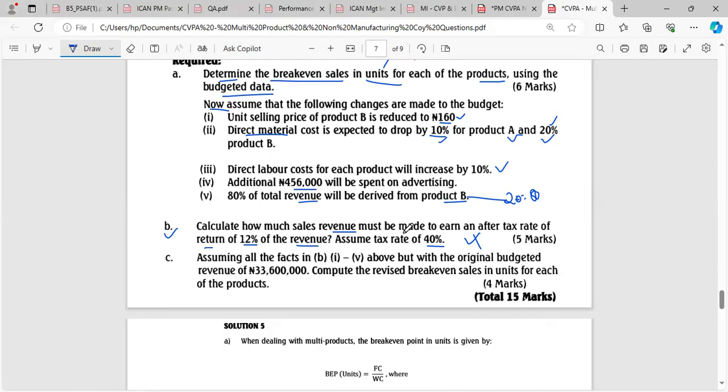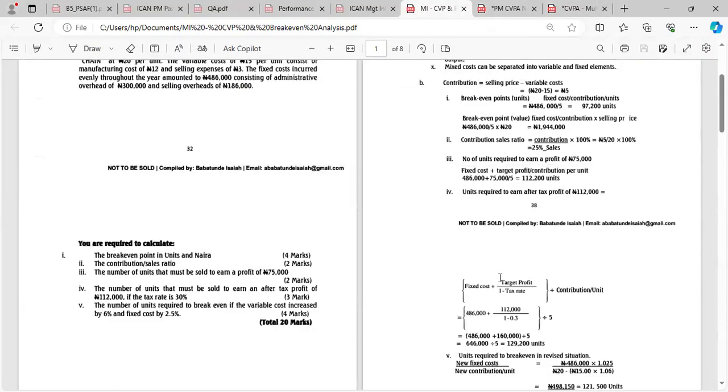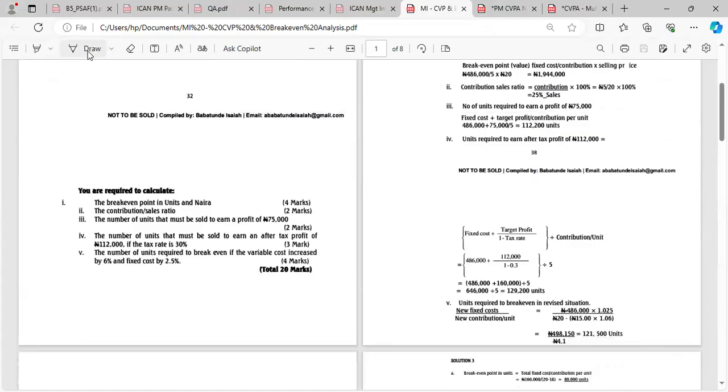So how much sales revenue must you make to earn an after-tax return of 12% of the revenue? We don't even know what the revenue is. If they had given us the revenue, it would have been easier. So 12% of the revenue, we're going to compute for that. Let me show you something before we proceed. This is the formula. This is the formula we're making use of.